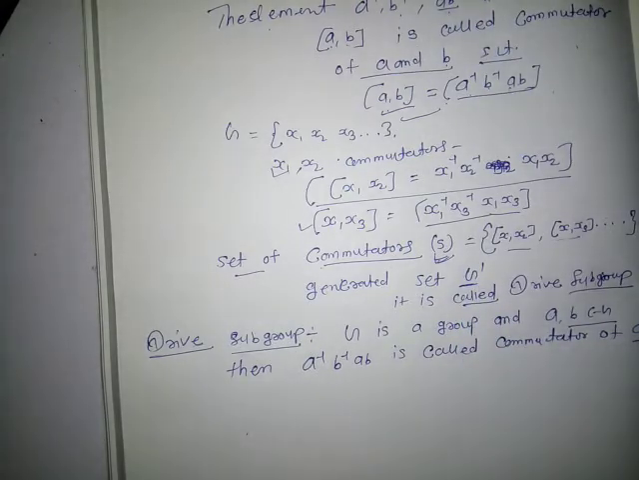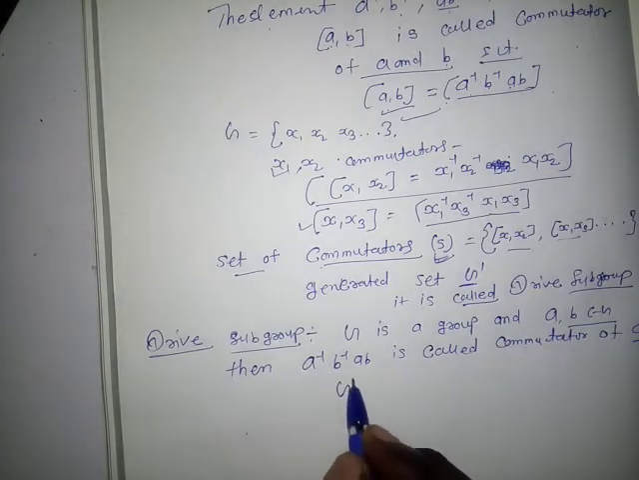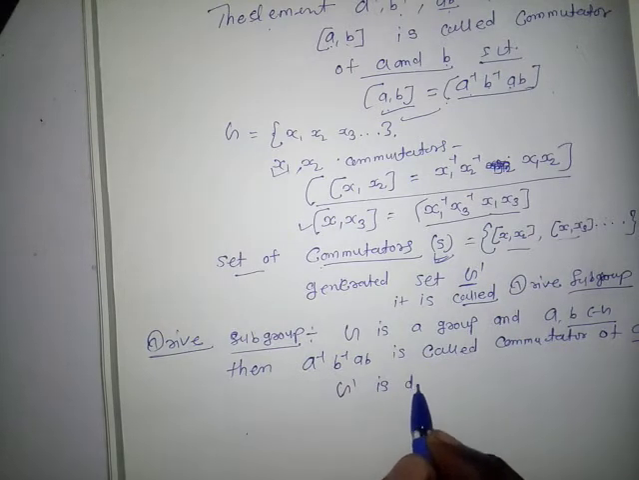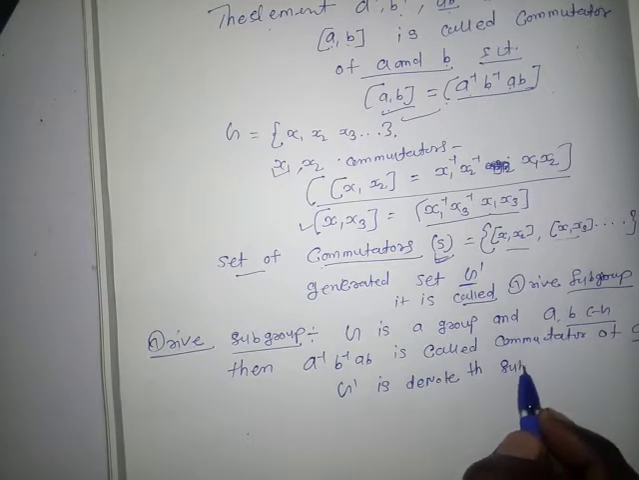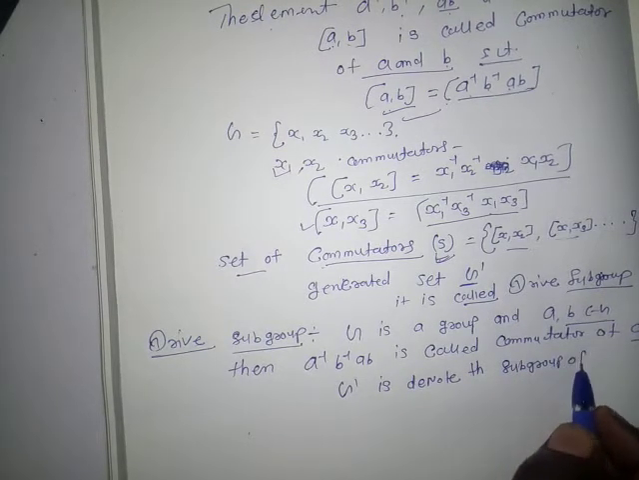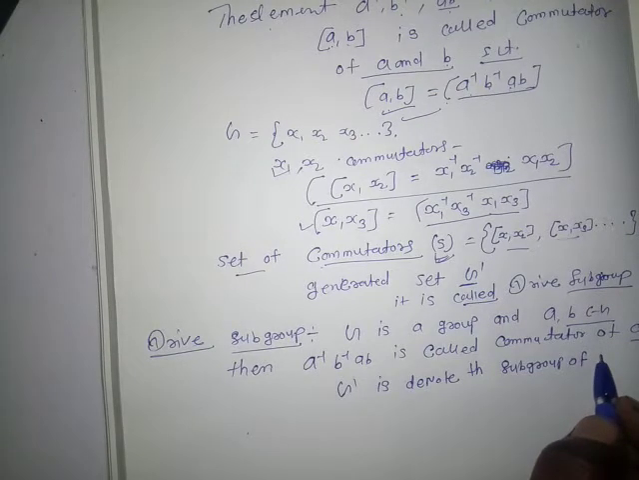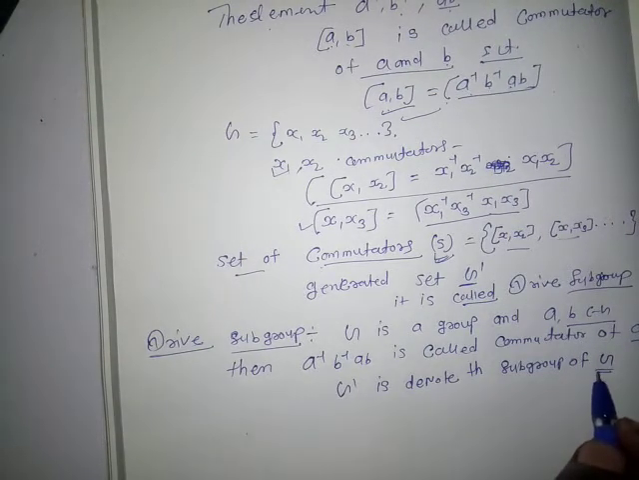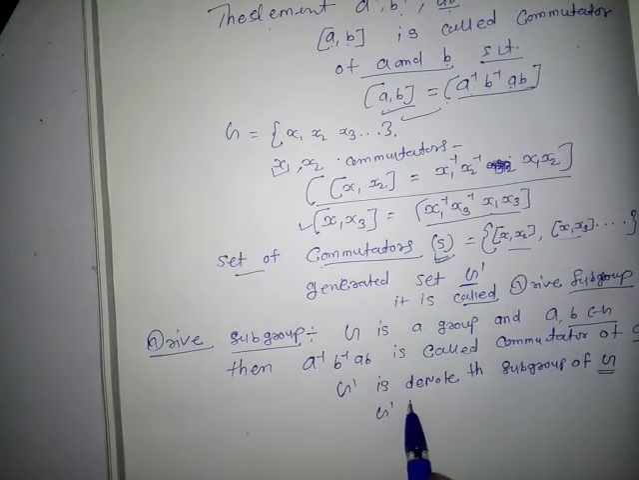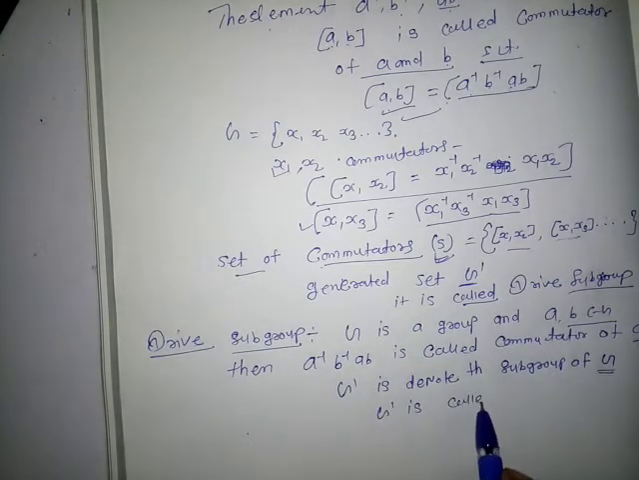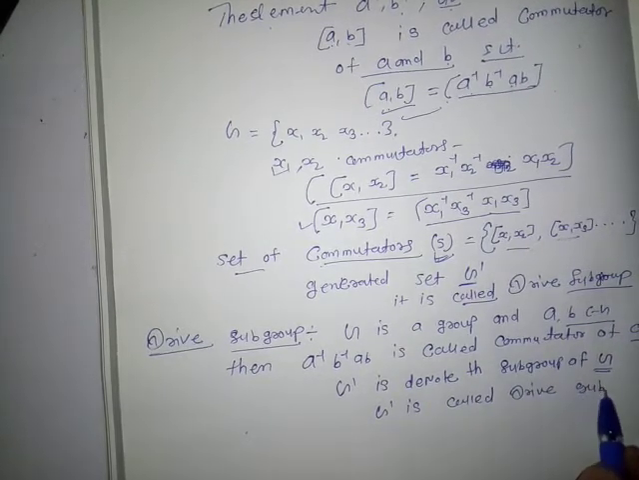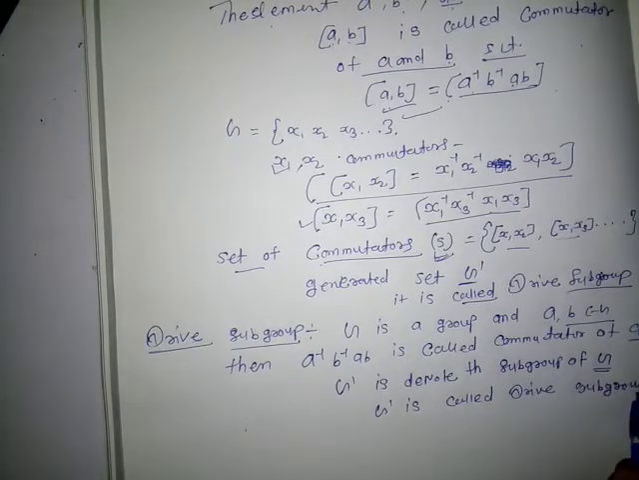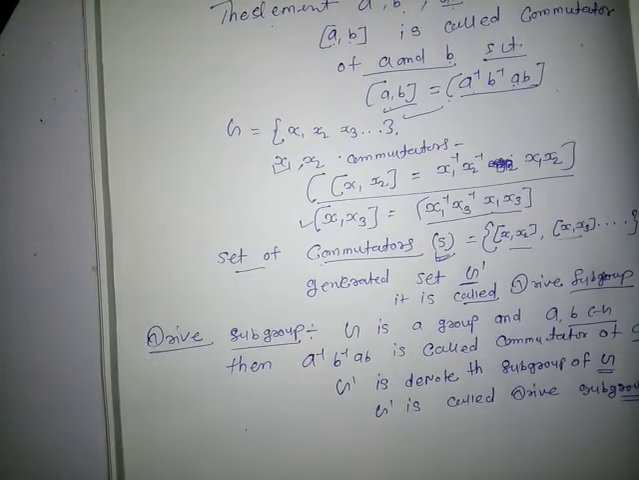Okay, then G dash denotes the subgroup of G. Okay students, then G dash is called the derived subgroup. Okay, this is called the derived subgroup.